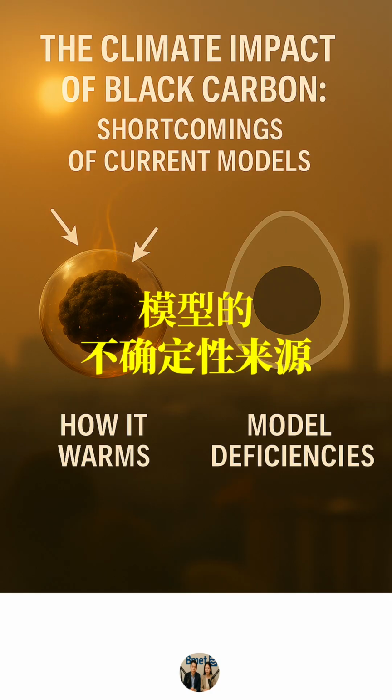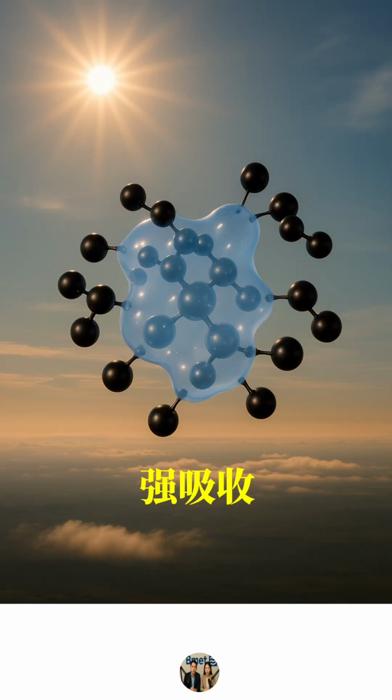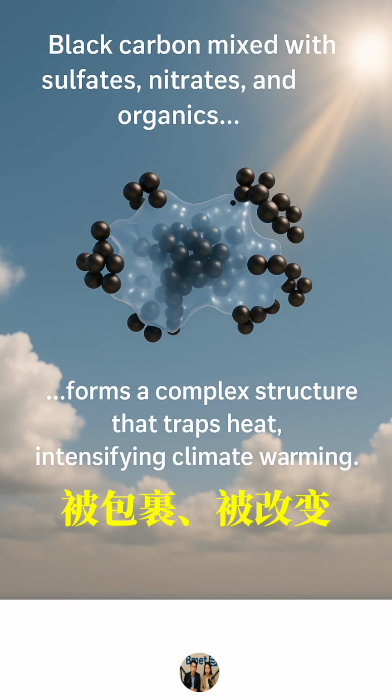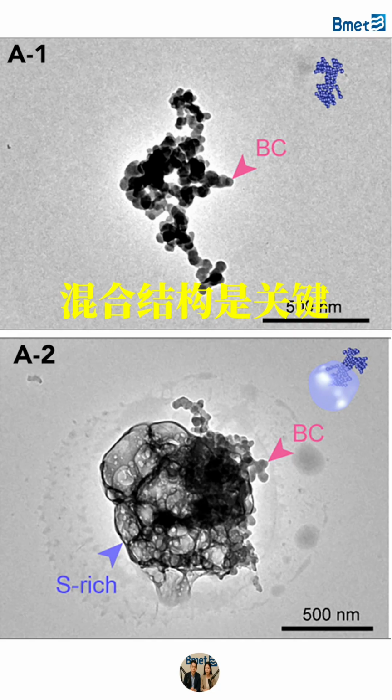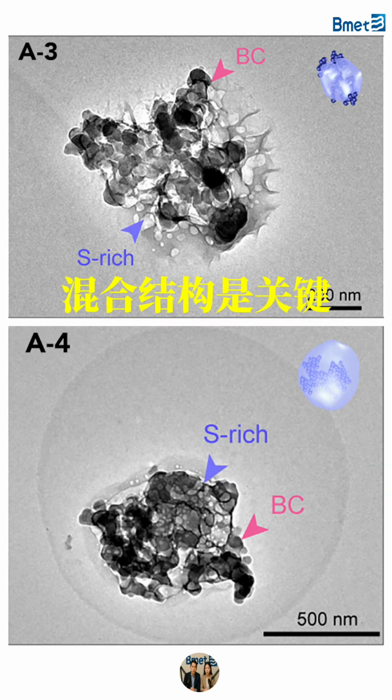Truly a heavyweight collaboration. So, when climate models simulate the warming effect of black carbon, where does the biggest uncertainty actually come from? Well, black carbon is extremely powerful at absorbing sunlight. It directly heats the surrounding air, a major driver of warming. But once BC mixes with other particles like sulfates and nitrates, it gets coated, and those coatings dramatically change its radiative properties. So the mixing structure is absolutely critical.